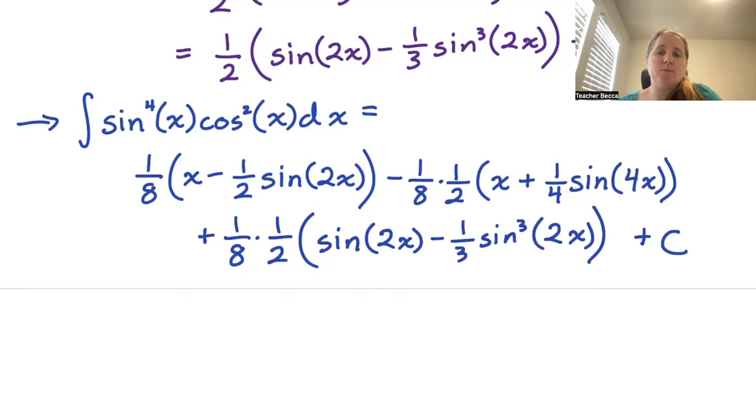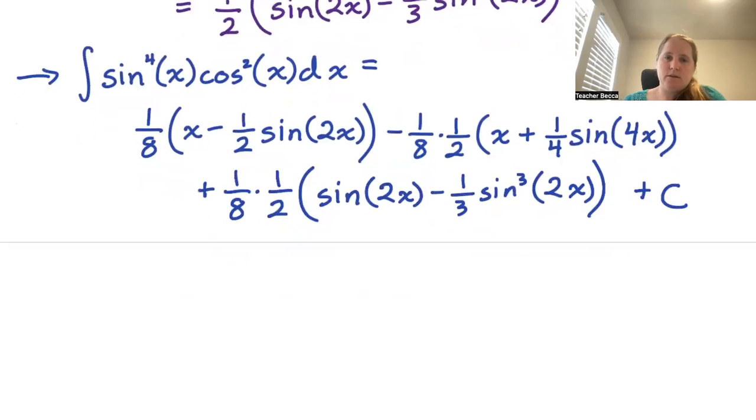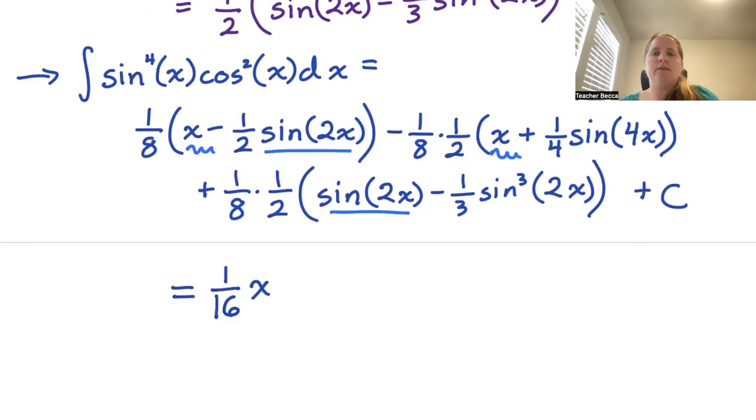We can, of course, simplify this a little bit. So this becomes, we have a 1/8 x, and then we have a minus 1/16 x will become 1/16 x. We have a minus 1/16 sine of 2x, and we have a plus 1/16 sine of 2x, which will cancel each other out. So I did the x's already. I did the sine of 2x's.